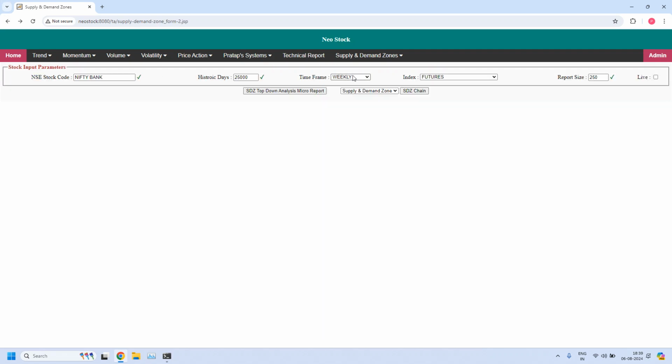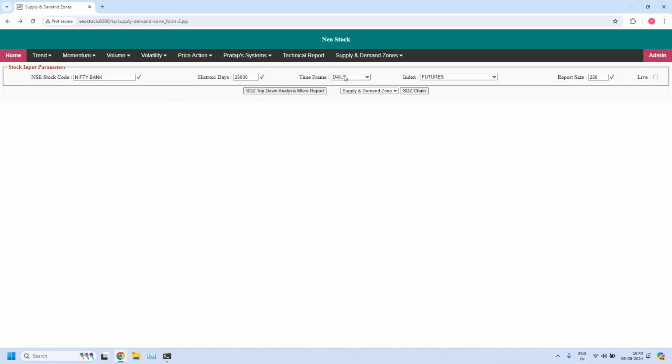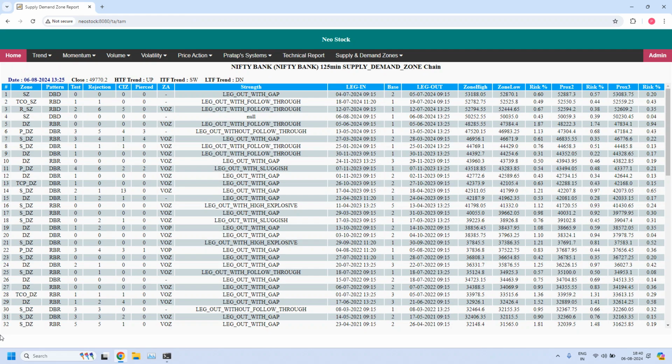And the next time frame is daily. And we are generating daily supply demand zone chain for BANKNIFTY. And the next time frame is 125 minutes. And I am generating 125 minutes supply demand zone chain for BANKNIFTY.